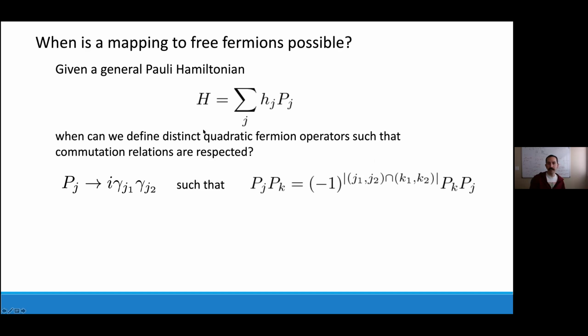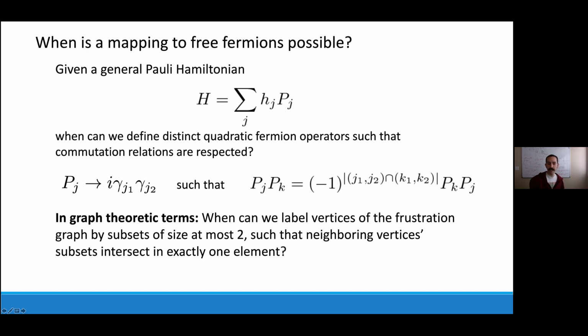I'm looking for a mapping from these Paulis into fermionic bilinears such that P_j and P_k anti-commute exactly when the label pairs of the fermionic bilinears intersect in one place. J1 and J2 are the labels associated to J. If the associated labels intersect in one place, then I pick up the sign. If they intersect in both places, then this should commute. And if they don't intersect at all, then these Paulis should commute. Okay, so that's the algebra that I'm trying to respect.